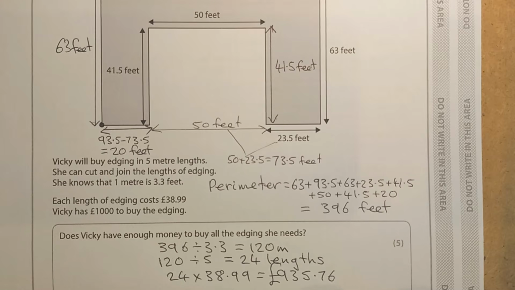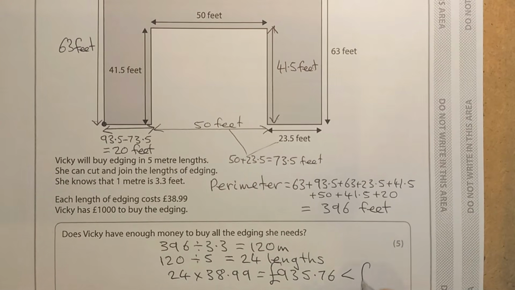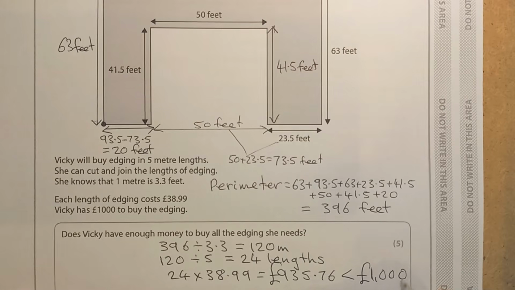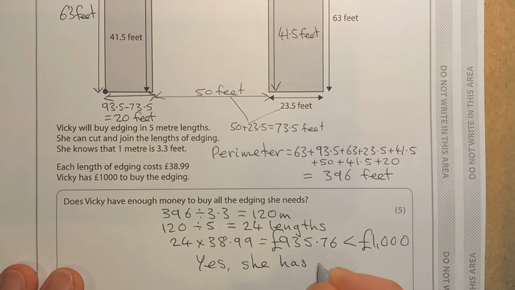And does Vicky have enough to buy all the edging? Well, she's got £1,000. That's less than £1,000. So we can say yes. She has enough.